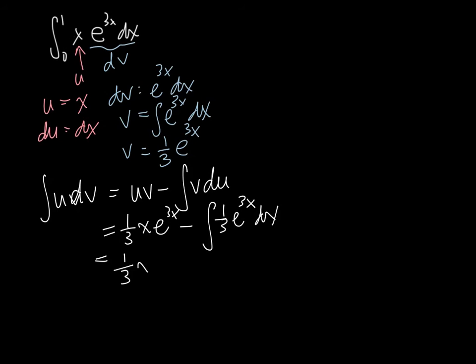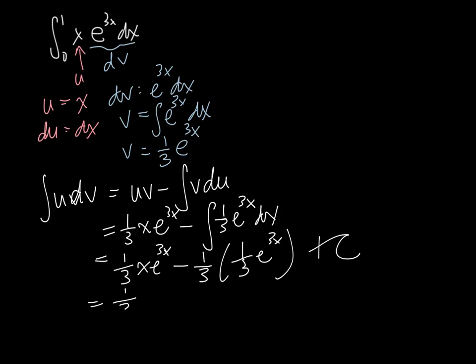So 1/3 x e to the 3x minus 1/3 the integral of e to the 3x, which we already integrated, we know is 1/3 e to the 3x, plus c. And we'll clean that up just a smidge: 1/3 x e to the 3x minus 1/9 e to the 3x, plus c.